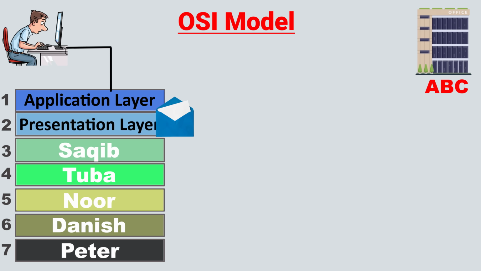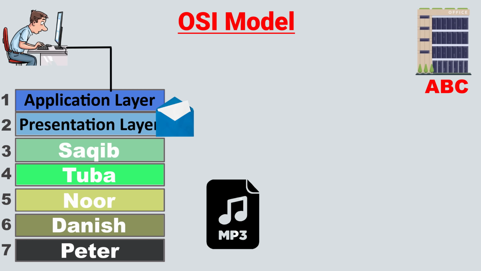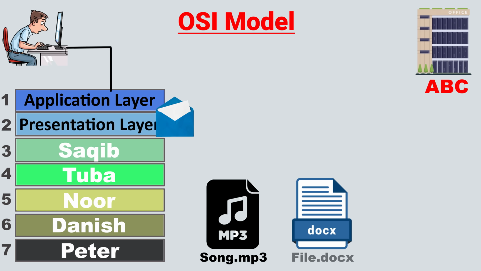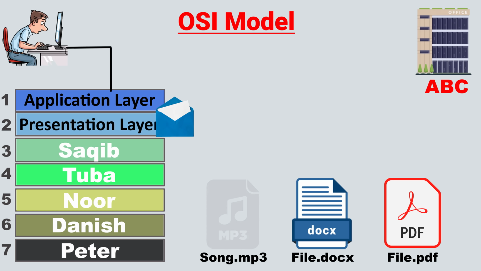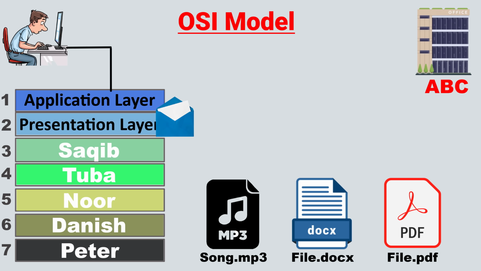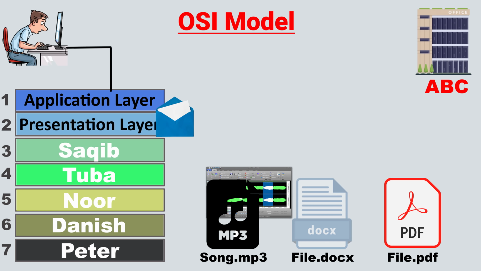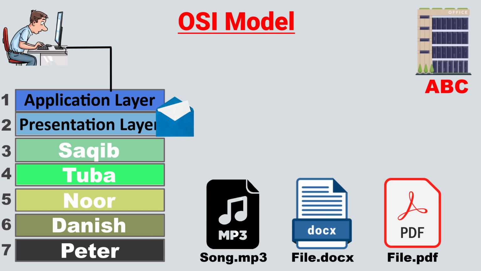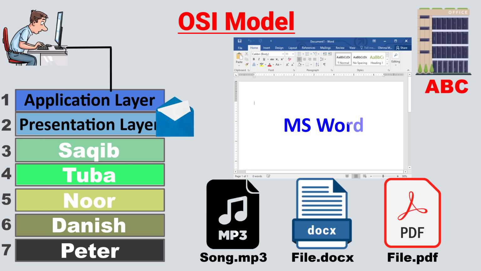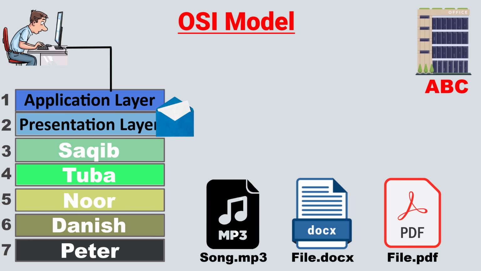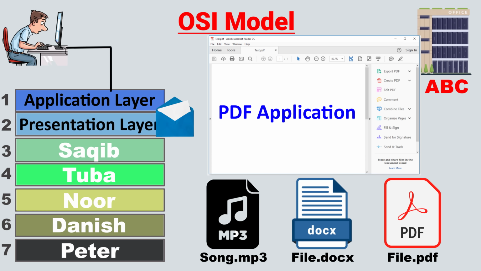You have seen many times there is an audio file on your PC, for example named song.mp3, or some document like file.docx or file.pdf. If you double click on the song.mp3 file, where will it open? You will see it will open in an mp3 player, or if you double click on file.docx, you will see it will open in a different application like Microsoft Word. Or same, if you double click on file.pdf, it will open in a PDF application.